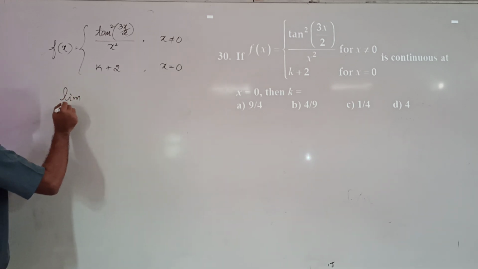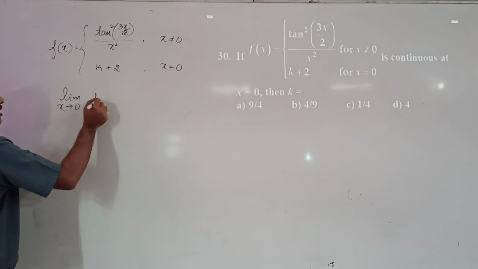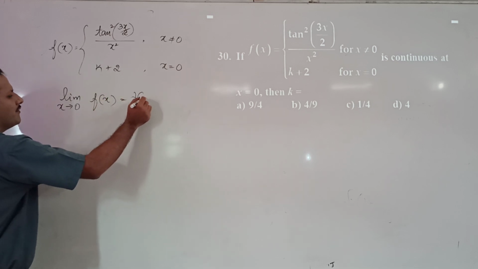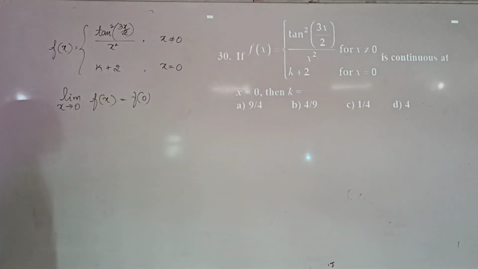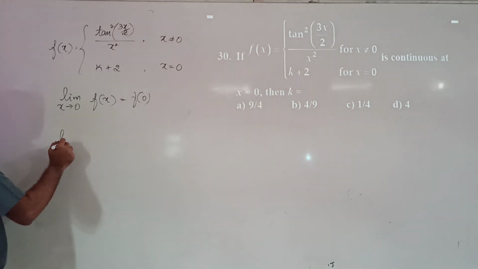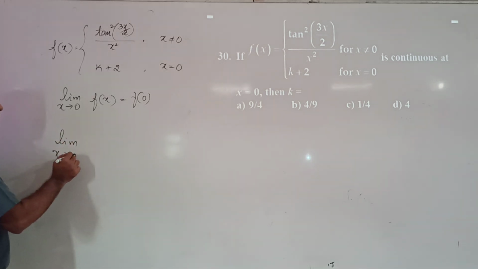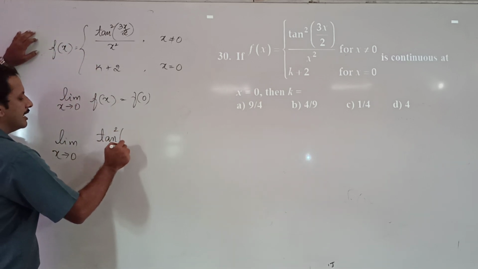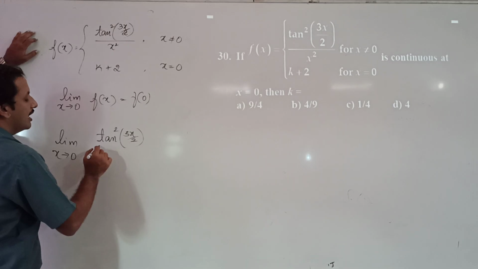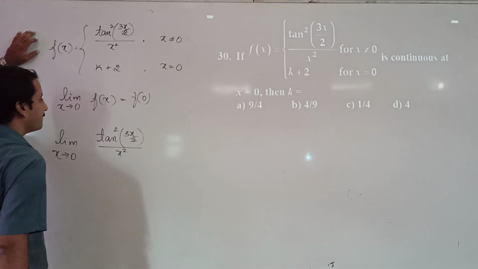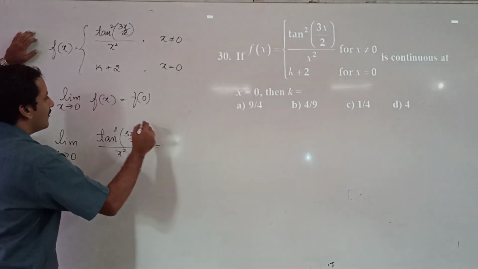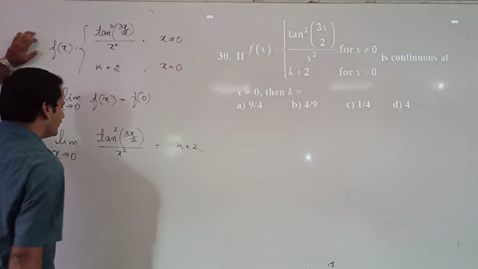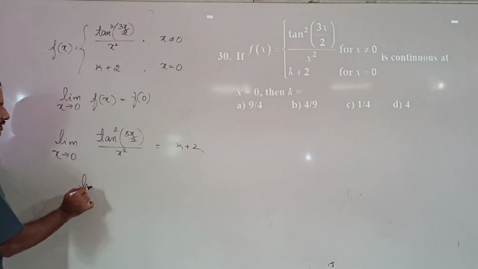So by definition, if it is continuous at x equal to 0, limit x tends to 0 f of x must be equal to f of c. Limit x tends to 0 f of x. F of x, let me substitute. F of x is tan square 3x by 2 divided by x square. That must be equal to f of 0. F of 0 is k plus 2. Now, limit x tends to 0.